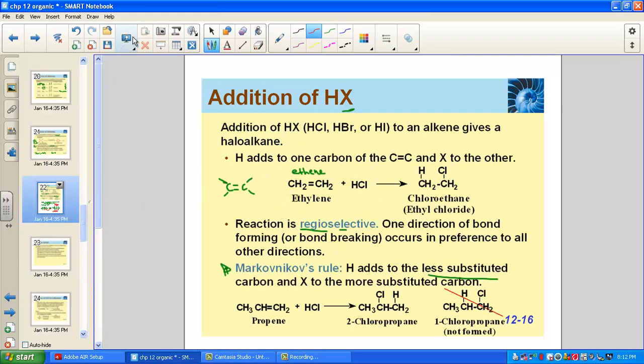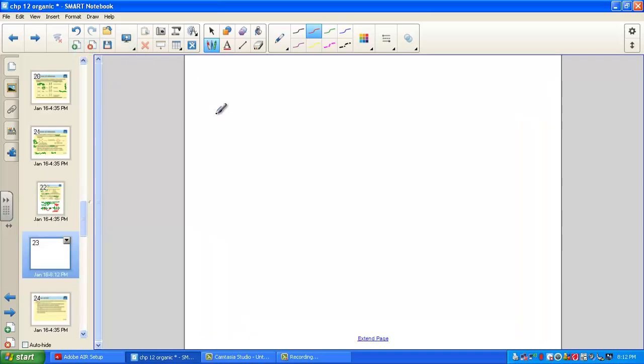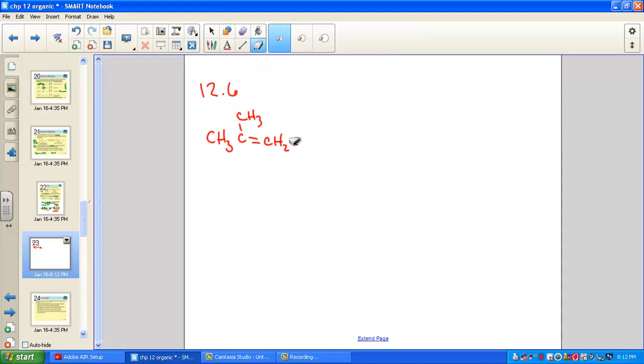Before we talk mechanism, let's add a slide and just consider one more example. What I'll do is pull from 12.6, on page 364. Here's a structure given to us as an example, CH3, C, CH3 heading up. Here's a double bond, CH2, and that's it. And I'm going to add hydrogen iodide.